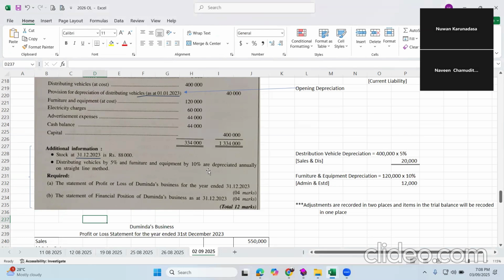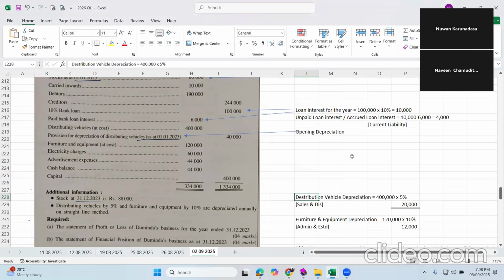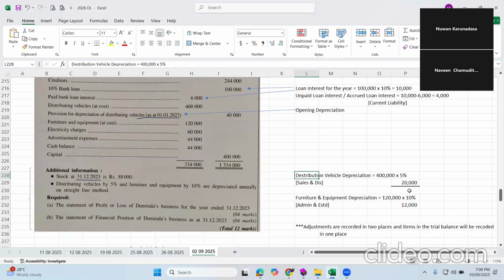Now see, they're asking you to calculate the depreciation. How are they asking you to calculate? Distribution vehicle by 5%. So this is the distribution vehicle depreciation calculation. Just look at it. The cost of the distribution vehicle is 400,000. 400,000 into 5% gives you the distribution vehicle depreciation. 400,000 into 5% is 20,000. Then they're asking you to calculate furniture and equipment depreciation again, it's 10%. The cost of the furniture and equipment is 120,000. 120,000 into 10% comes to 12,000.